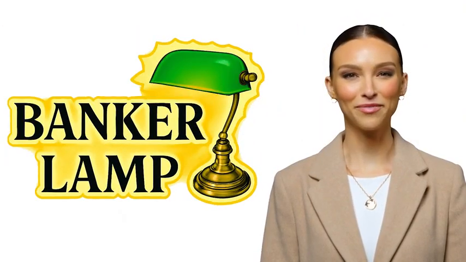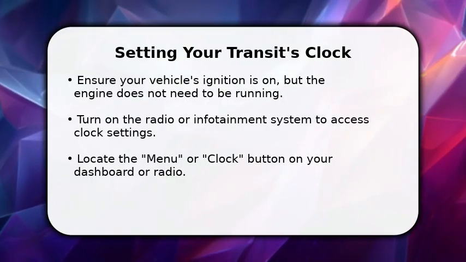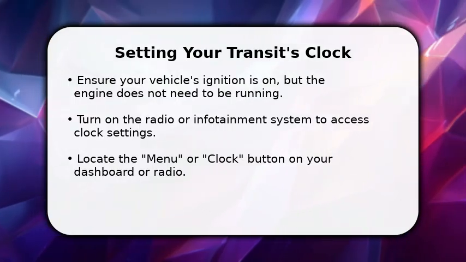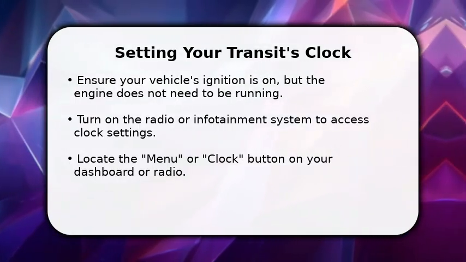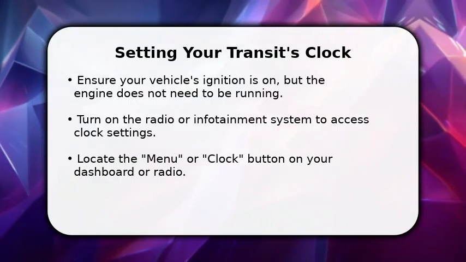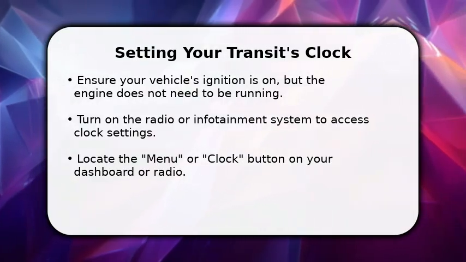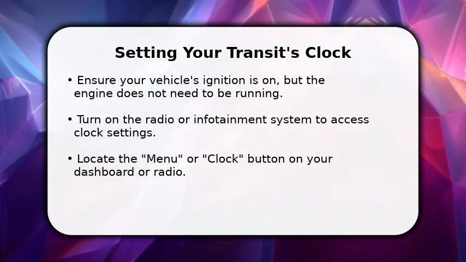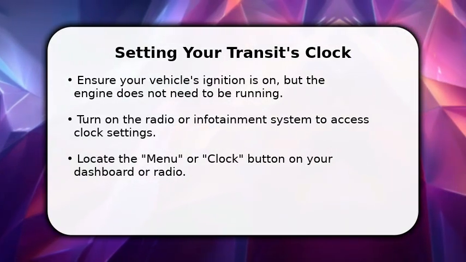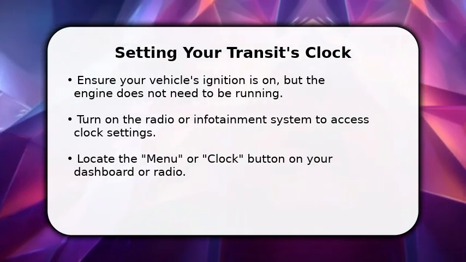Please enjoy the video. In this video, I will explain how to set time on Ford Transit. First, ensure your Ford Transit's ignition is in the on position, but you don't necessarily need the engine running. Next, turn on your radio or infotainment system, as the clock settings are often integrated there.